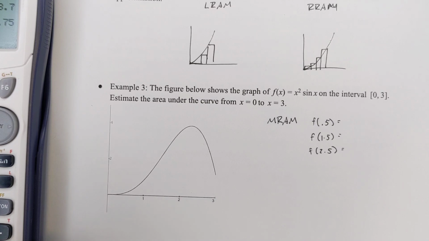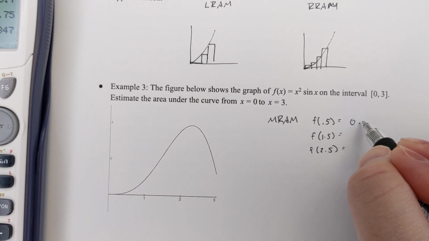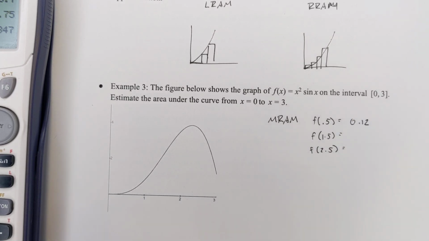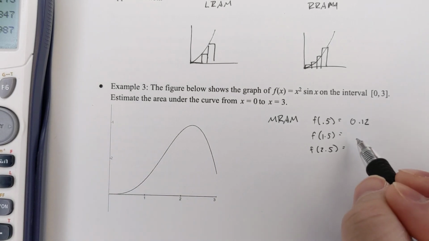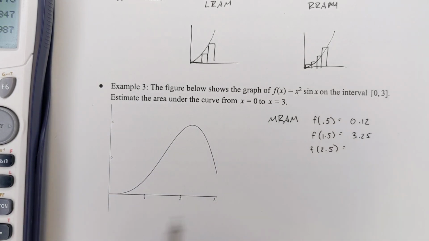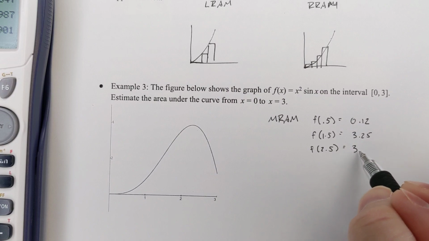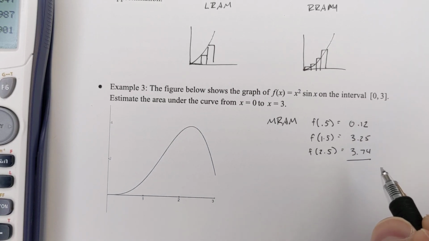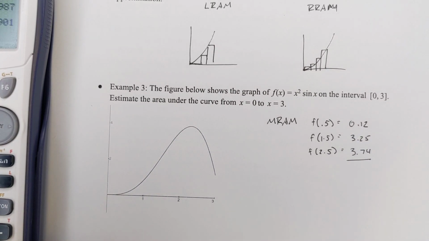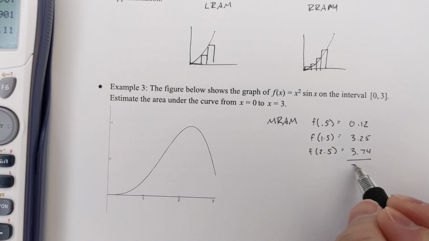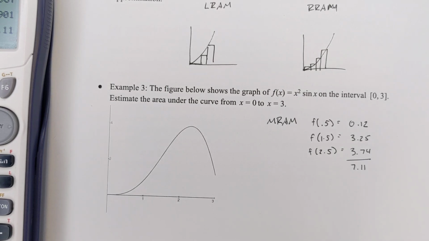So 0.5 squared times the sine of 0.5. So this is about 0.12. 1.5 squared times sine 1.5. This one is 3.25. And 2.5 squared times sine 2.5 is 3.74. So all in, using MRAM, 0.12 plus 3.25 plus 3.74, total area of 7.11.